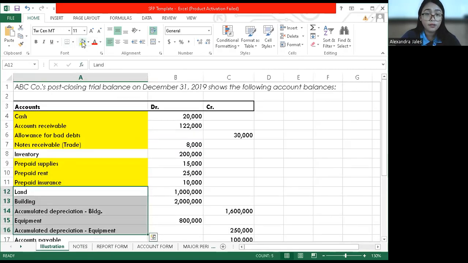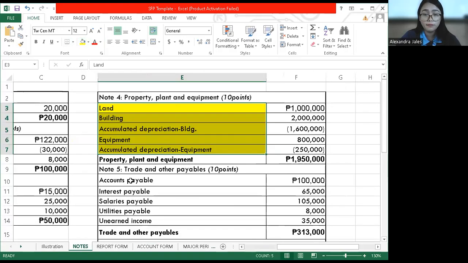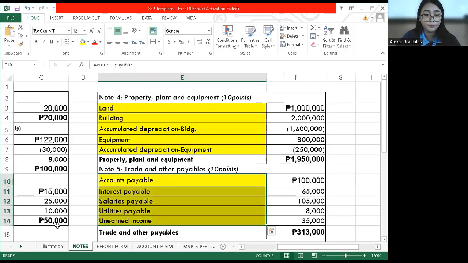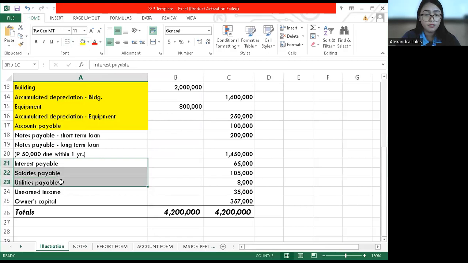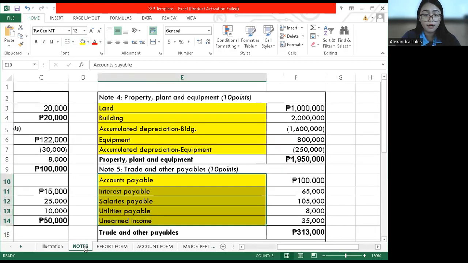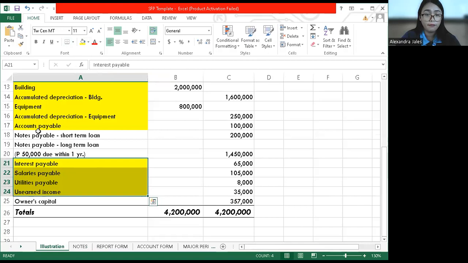Okay, so we're done with this. Now we have your accounts payable, salaries, utilities, and unearned income. So we have here this one, accounts payable. What else? This for all payables and income. Yeah, there should be 5. So there should be 5.